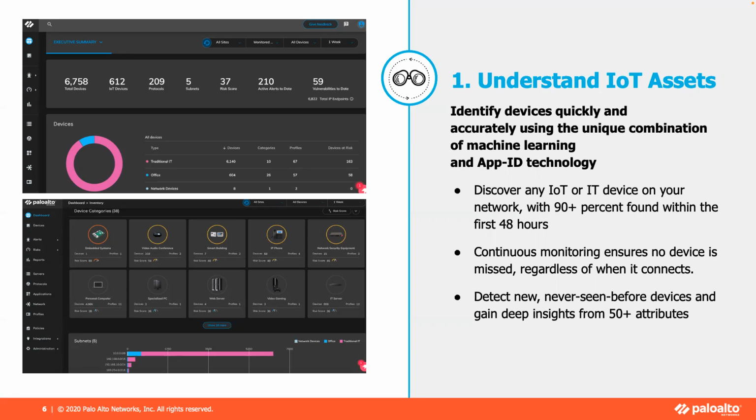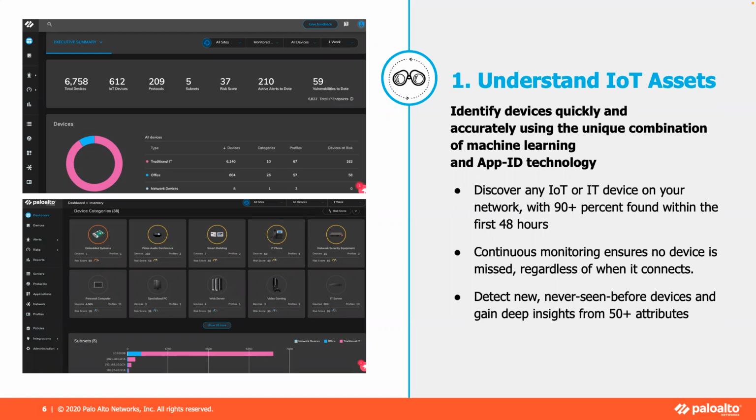So the idea is that we have the ability to identify these devices and different types of devices. It takes a day or two to do that, usually about 48 hours, because not every device is online every moment of every day.